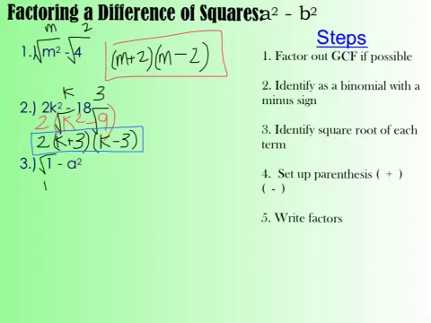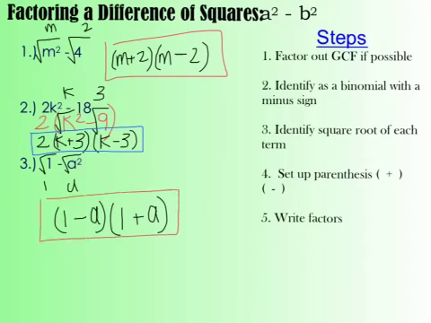Identify the square root of each term. Square root of 1 is 1, and the square root of a squared is a. Set up parentheses, so 2 sets. Again, it doesn't matter if the minus is in the front or the plus, as long as one's a plus and one's a minus. And step 5, write our factors. So our first term was 1, and the square root of 1 is 1. Our second term was a squared, and the square root is a. So here are our factors.